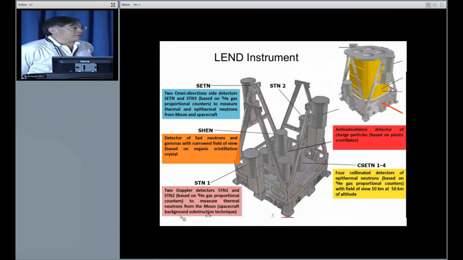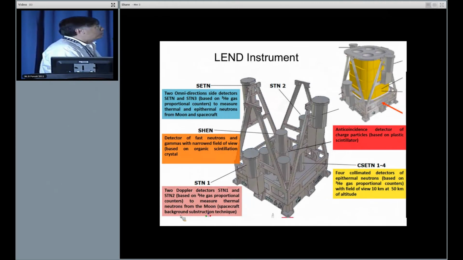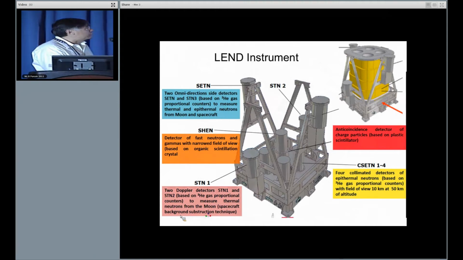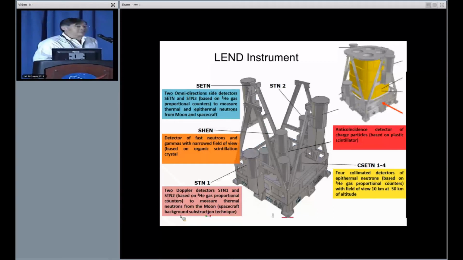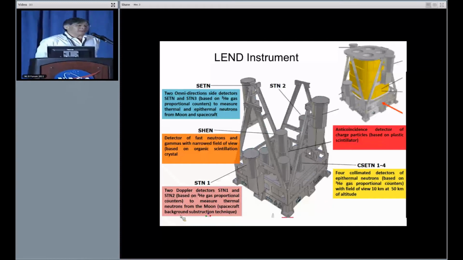Just to orient the audience to the construction of the LEND instrument, there's an array of detectors. The ones we are going to concentrate on in this talk are the 4 collimated detectors, CSETN 1 to 4. You can see this structure without the collimator, and it's the collimator itself which gives LEND its unique performance of high spatial resolution, a 10-kilometer footprint at the 50-kilometer nominal altitude of the LRO spacecraft.